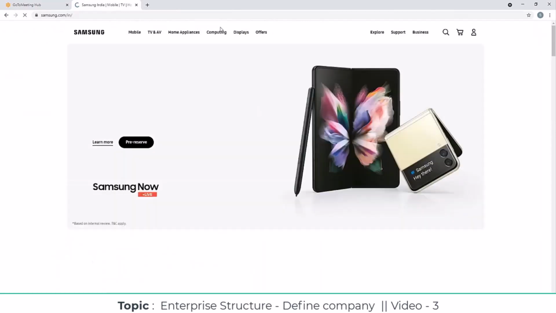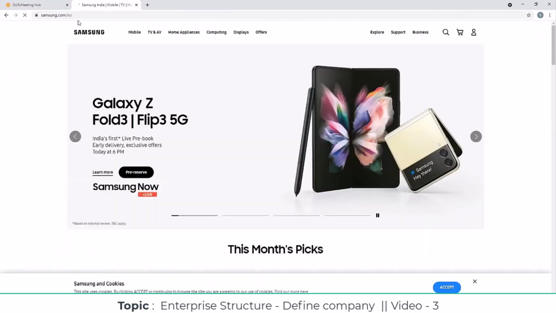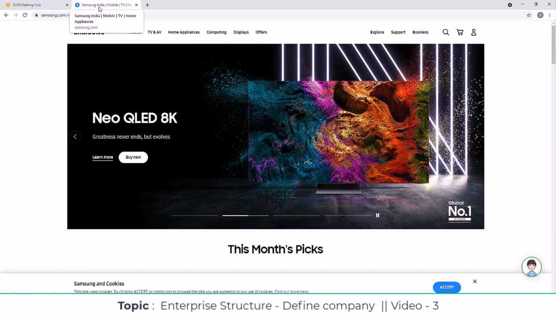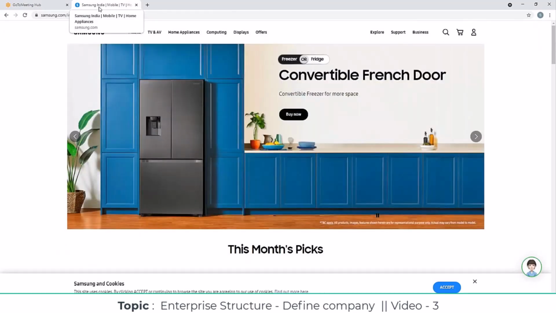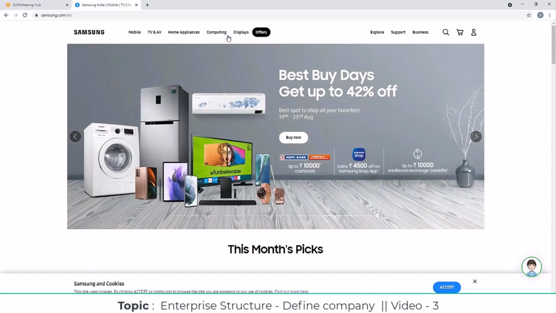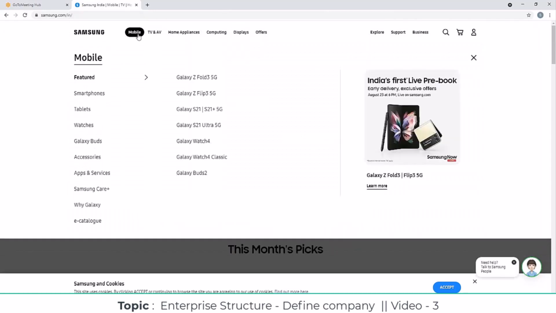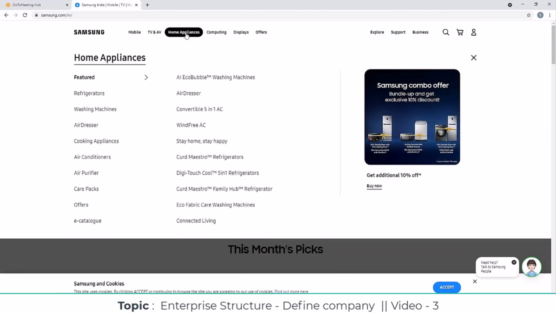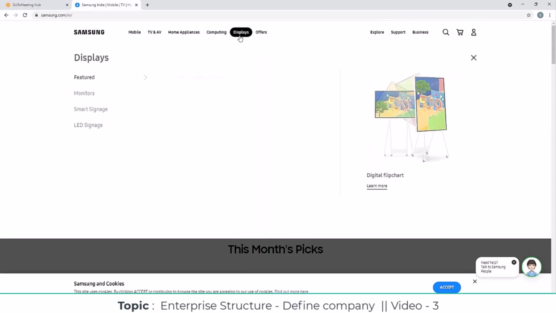Now you can see, first thing, the website is coming as Samsung India, because as I said, Samsung is selling the products at different geographical locations. So based on this geographical location, we are going to be doing the configuration required. You can see the products they are trying to offer to the customer, like mobile phones, TVs, home appliances, computing products, display products. These are the different range of products they are offering.